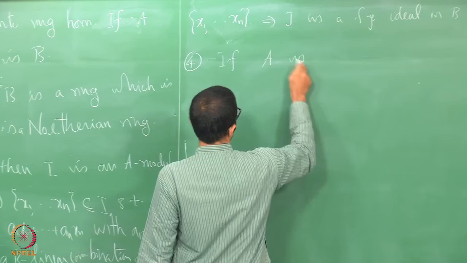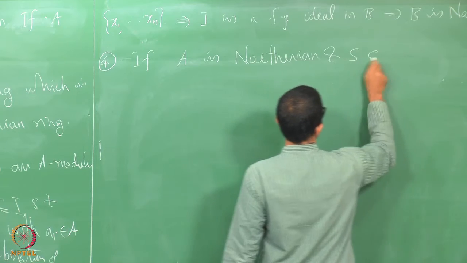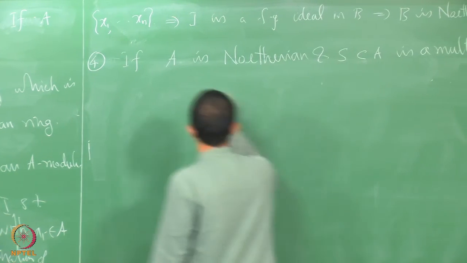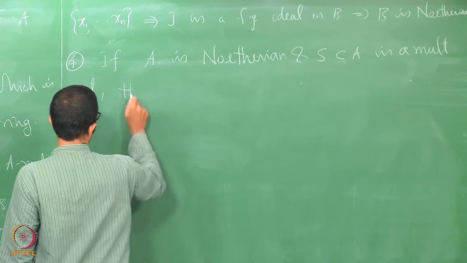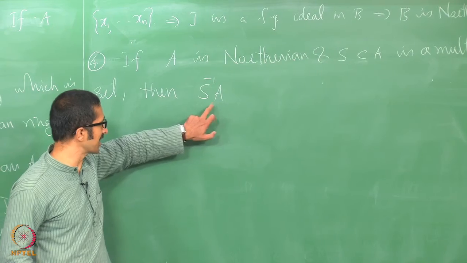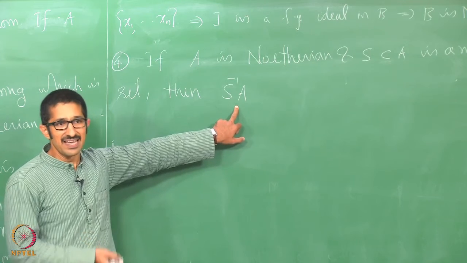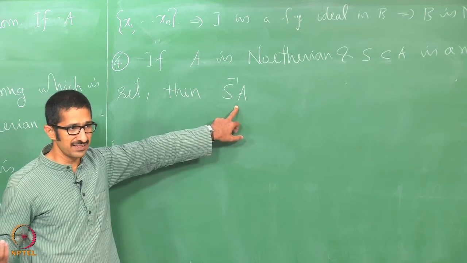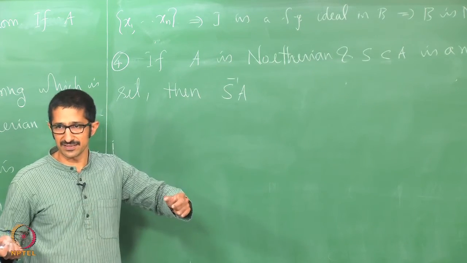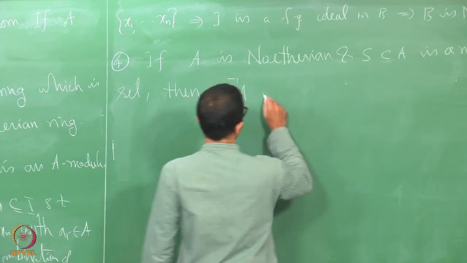If A is Noetherian and S in A is a multiplicative set, then what can you say about S inverse A? How does any ideal of S inverse A look like? S inverse I, where I intersection S is empty, right. Now I is an ideal in A, which is Noetherian, therefore it is finitely generated. So therefore S inverse I is also finitely generated. So this means this is Noetherian.